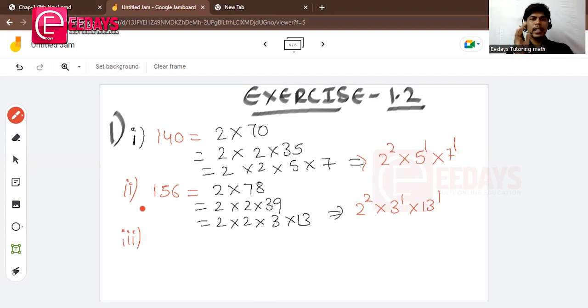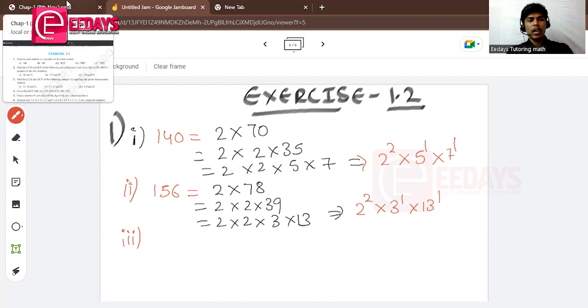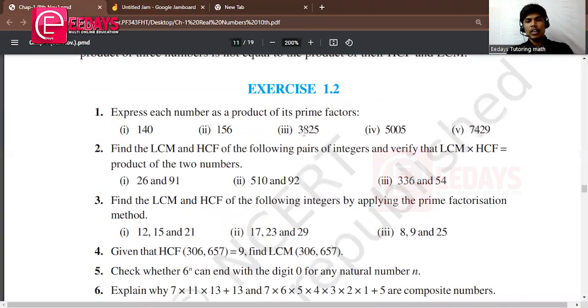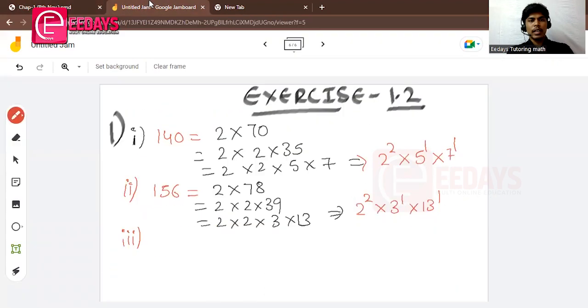If you solve more questions, you'll get a better understanding of the concept. Even if they give a big number, you will be able to solve it. Now it comes to a big number, 3825. Now your job is to find the prime factors of the big number 3825.